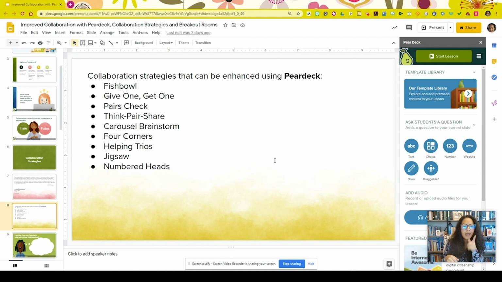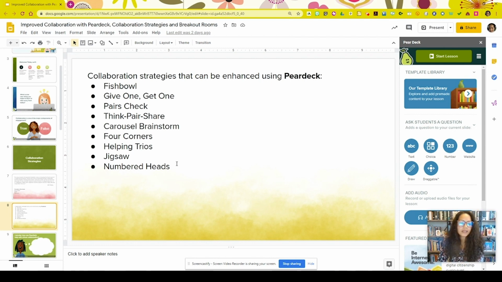I'm also going to highlight in this presentation, not every single one of them, just the ones that maybe in your mind you can't see working remotely. Those are the ones that I chose to show you: no, this can work. And Pear Deck could make it work for us. So Fishbowl is one of them.